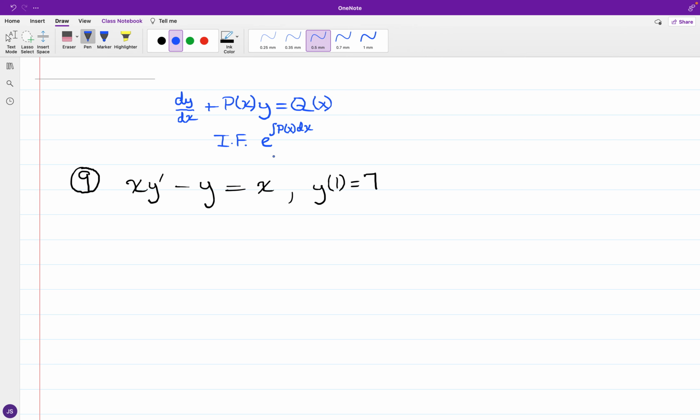For the case of number 9, we have xy prime minus y is equal to x, and we have an initial condition whereupon y of 1 is equal to 7. If I put this with the leading term as just y prime, I can go ahead and divide this equation by x, whereupon we're just going to rewrite in terms of the standard first order linear differential equation display.